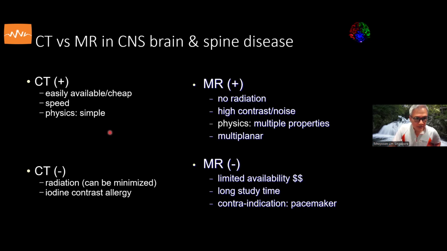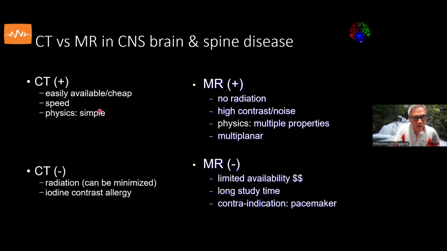So I hope that many of you will also be dealing with CTs, because when we decide which modality we use to assess cerebrovascular diseases, there is a trade-off. CTs are advantageous because they are very easily available, inexpensive, and very fast to acquire in the modern multi-detector machines. It's also advantageous because the physics are very simple.